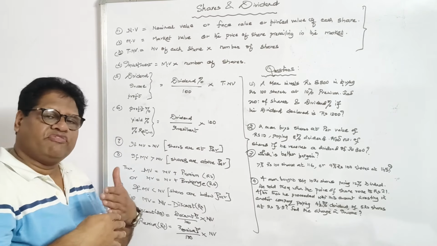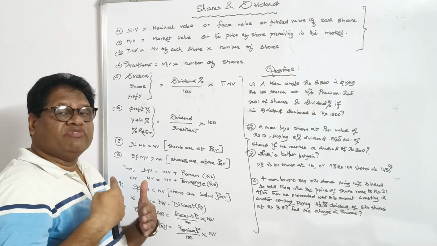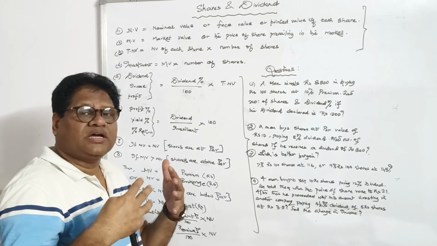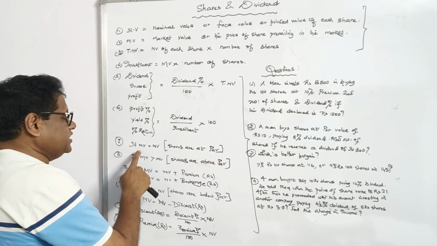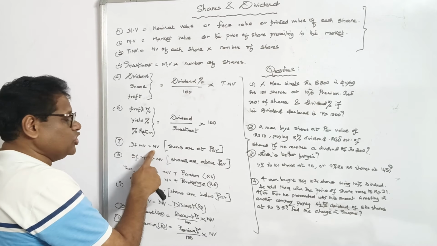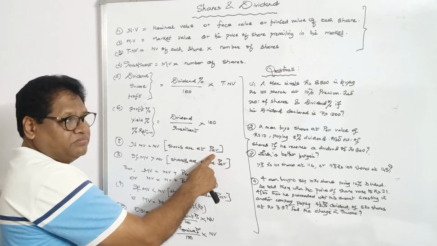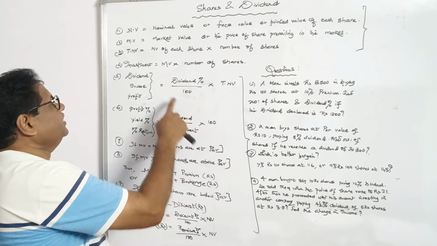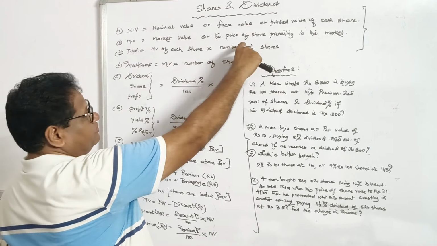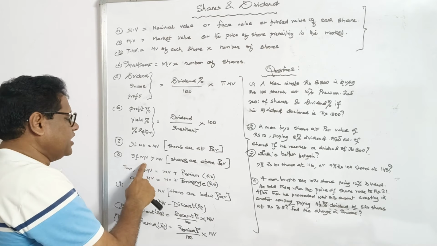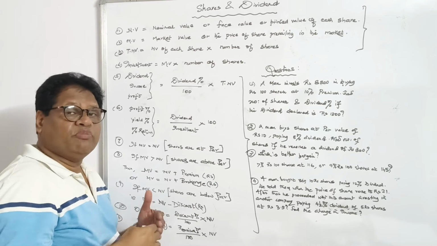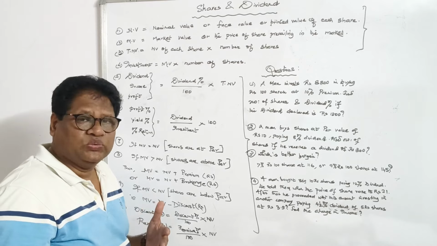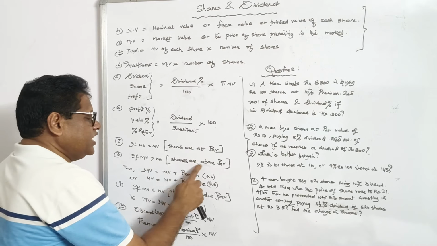Then there are different conditions when we are investing money in the company. If you are investing when the market value is the same as the nominal value, the shares are said to be at par. That means the investment and total nominal value are the same. Second, if the market value is more than the nominal value, that means you are paying more than the nominal value, then the shares are above par.